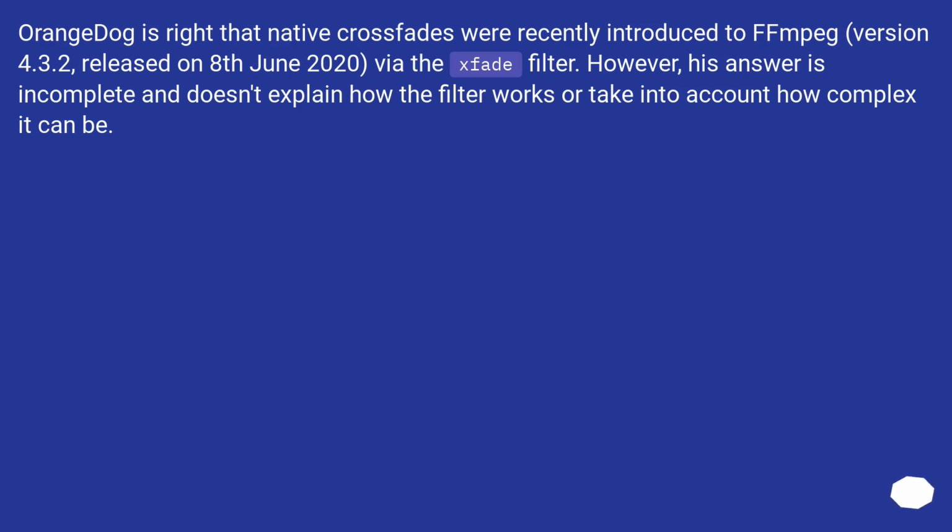Orange Dog is right that native crossfades were recently introduced to ffmpeg, version 4.3.2, released on 8th of June 2020, via the xfade filter. However, his answer is incomplete and doesn't explain how the filter works or take into account how complex it can be.